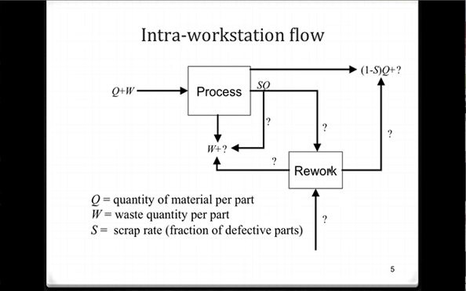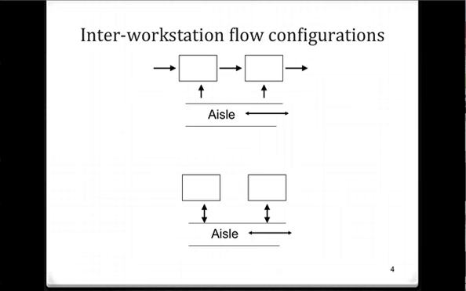We also have material flow into a rework area, and so is that attached to the process, or do we have one rework area for multiple processes? That will affect the traffic going between our workstations and rework. And of course, this represents the working process going on to our next workstation, which we already covered in the inter-workstation flow.